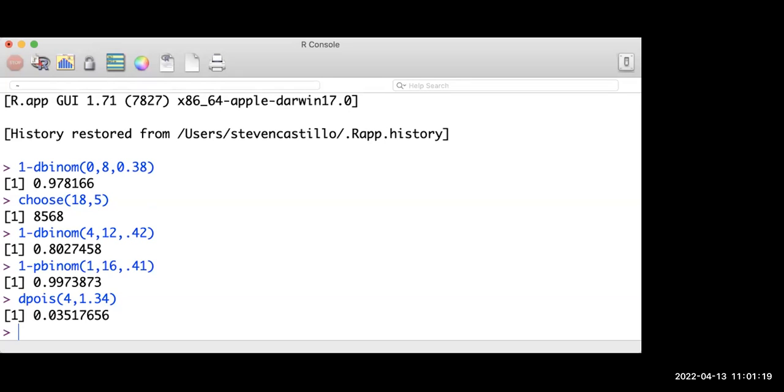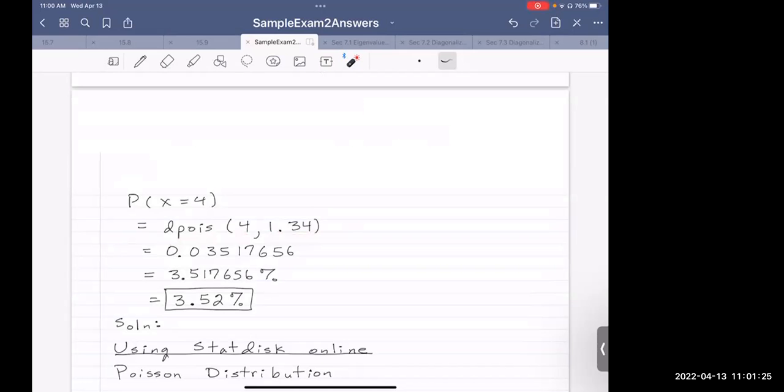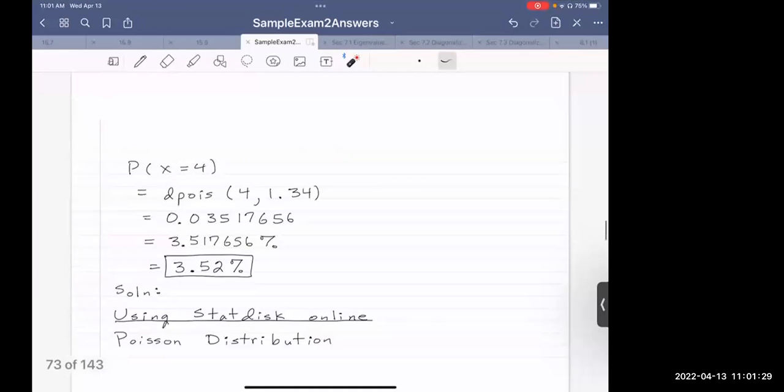And so I get 0.0351766. And so let me type that into my iPad. And so I have here 0.0351766. Let me move my decimal place 2 places to the right. So 3.51766%. Let's round to the nearest hundredth of a percent.